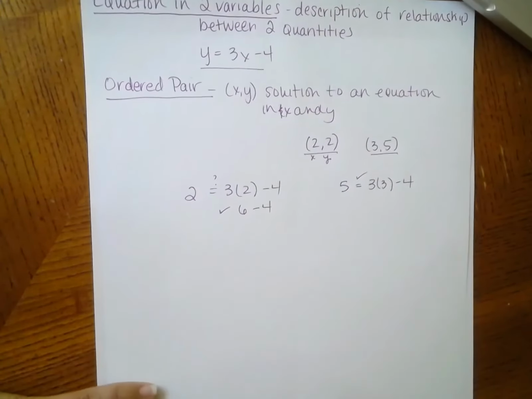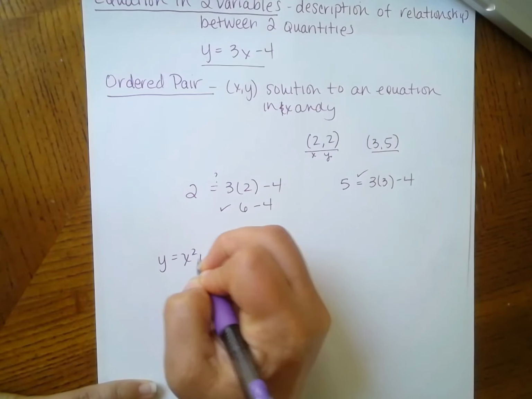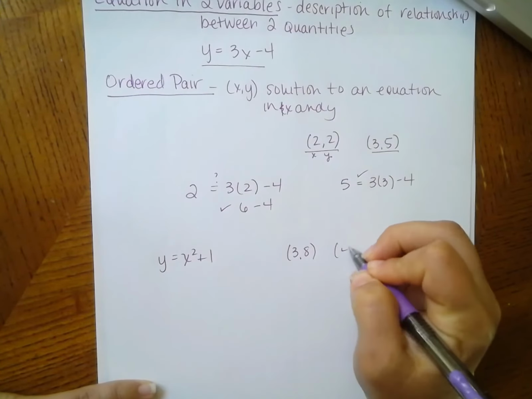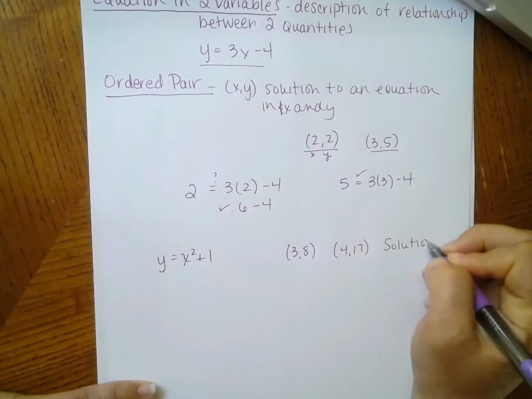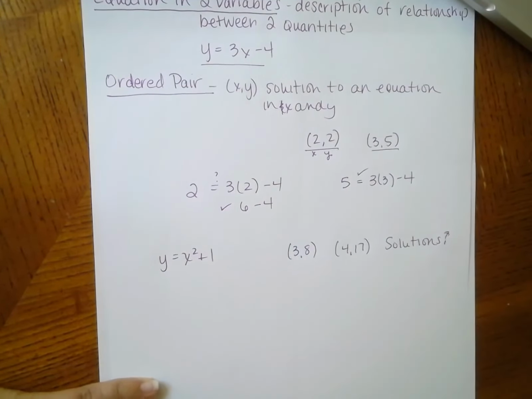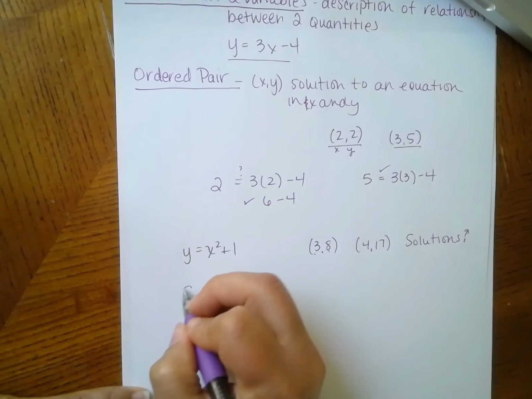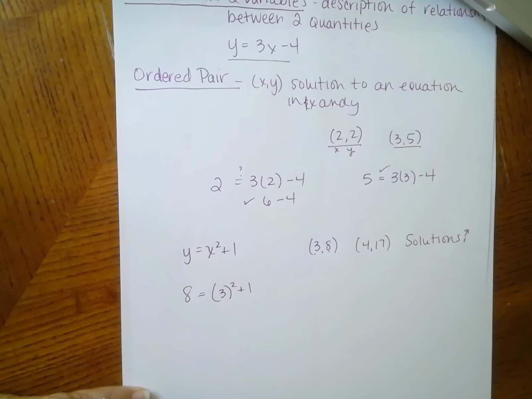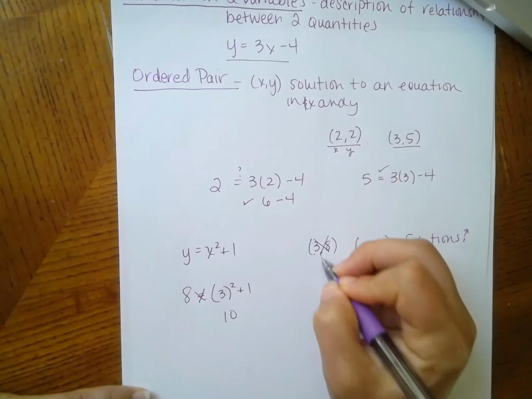So let's look at a different equation here. So let's look at y is equal to x squared plus 1. And let's look at the ordered pairs 3, 8 and 4, 17. We want to know, are these solutions? Okay. So let's try out 3, 8 first. So if I plug in 8 for y and 3 for x, so I have 8 equals 3 squared plus 1. And 3 squared plus 1 is actually 10, so these are not equal. So this is not a solution.